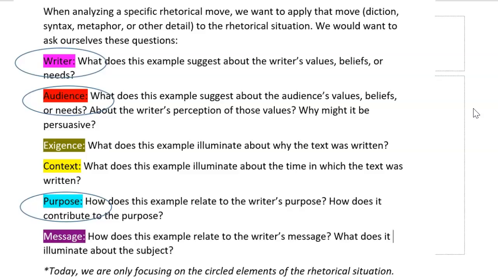For exigence, what does this example illuminate about why the text was written? Remember that exigence is why it is written. Context, what does this example illuminate about the time in which the text was written? Purpose, how does this example relate to the writer's purpose? How does it contribute to the purpose? And message, how does this example relate to the writer's message? What does it illuminate about the subject? Today, for time's sake, we are only focusing on the circled elements of the rhetorical situation. So we're going to ask ourselves these questions for writer, audience, and purpose.